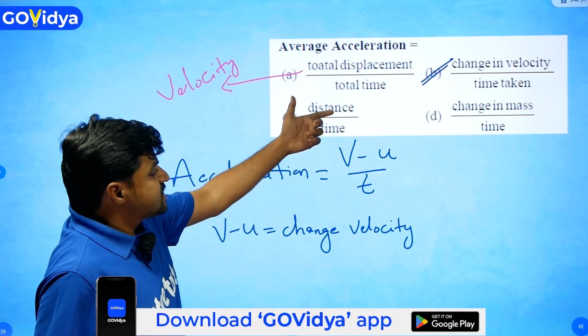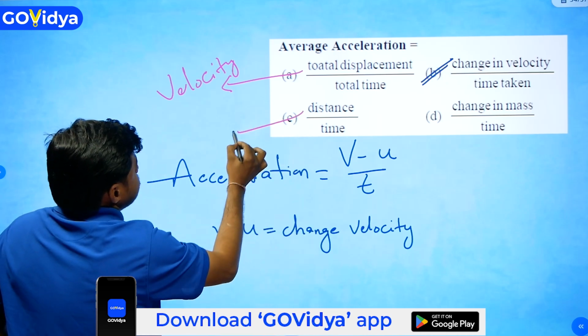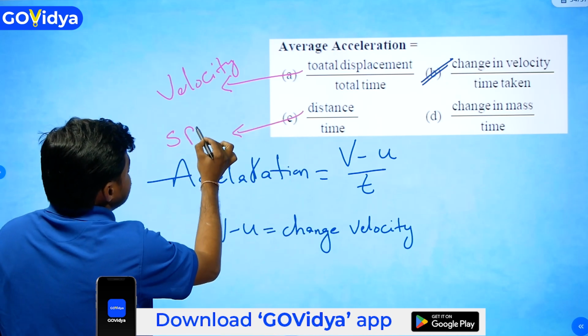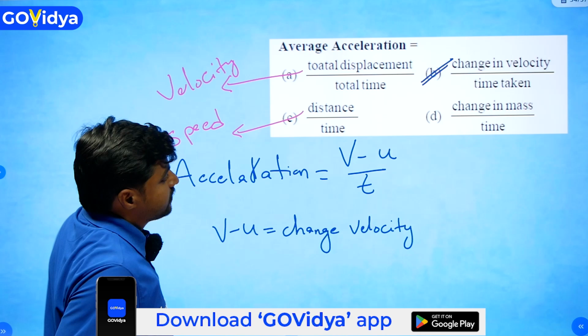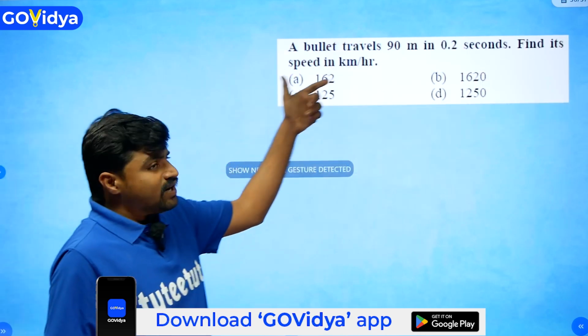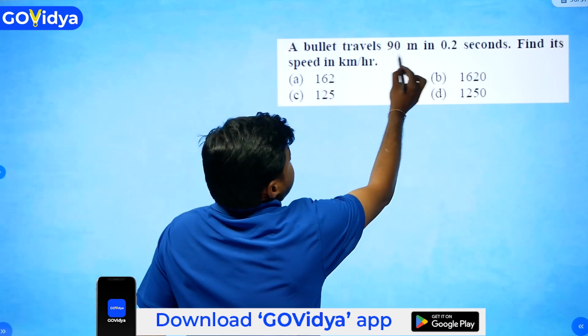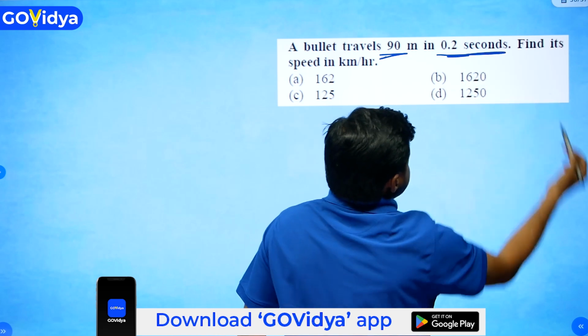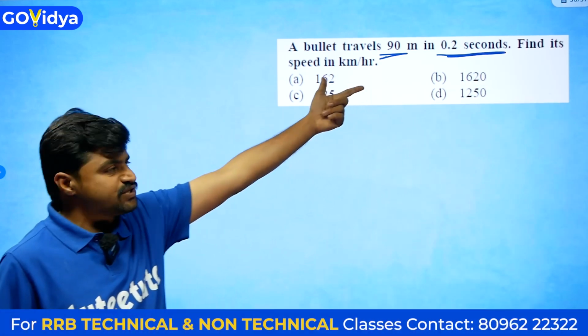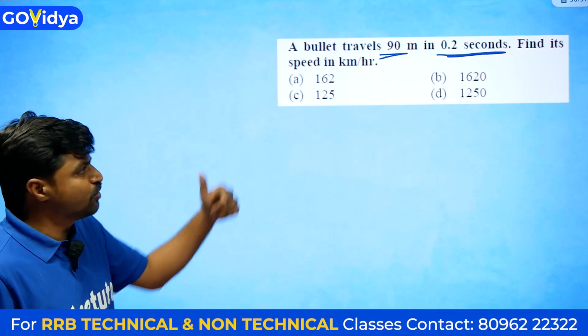Okay, distance by time is the speed formula. The speed is equal to distance by time. Okay, next question. A bullet travels 90 meters in 0.2 seconds. Find the speed in kilometer per hour.